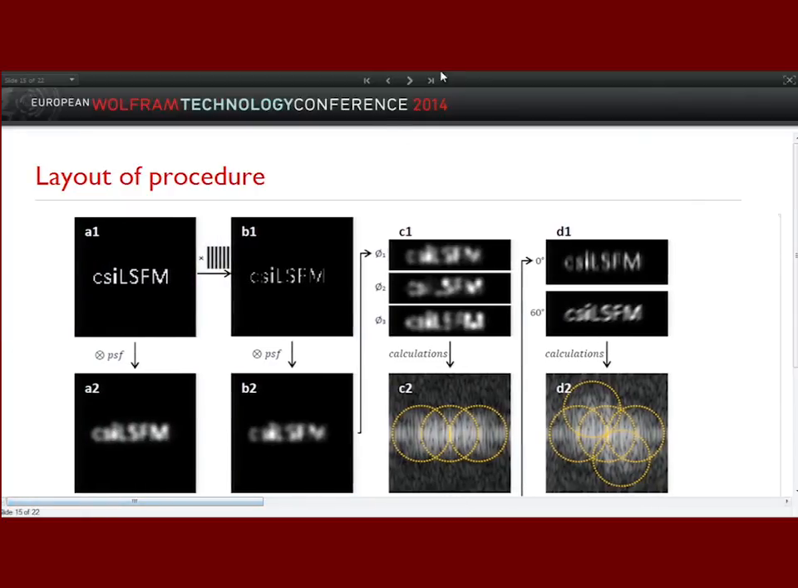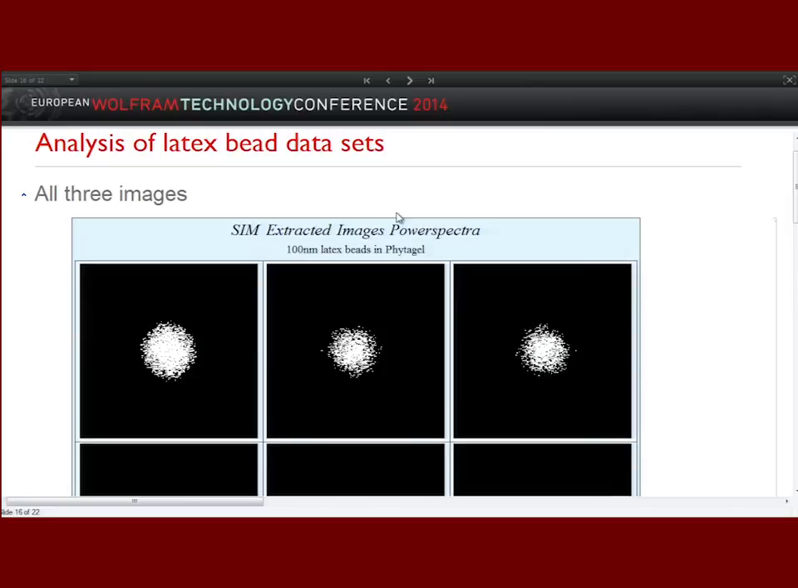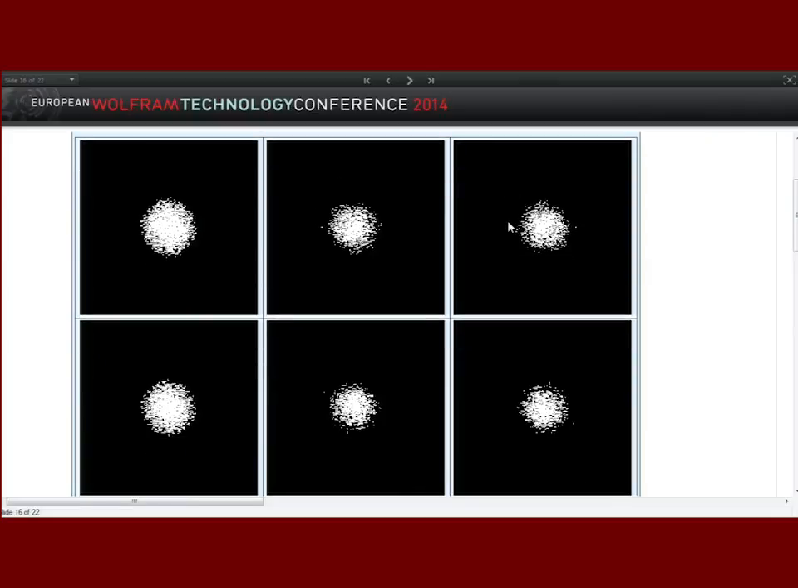Okay, and let me just conclude by showing you the actual data. Let me just mention one problem that we have here. What I showed you were ideal cases, no noise. But in practice, of course, we have noise problems, as usual. So here is of the latex beads, 2 directions, or several directions actually. So this is the actual image. Here we see the shifted image to the left and the shifted image to the right.